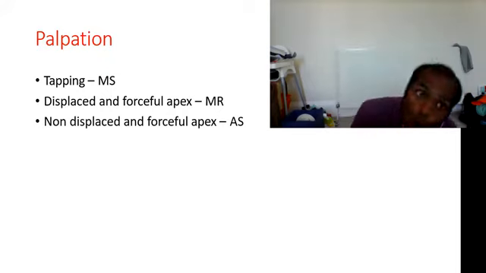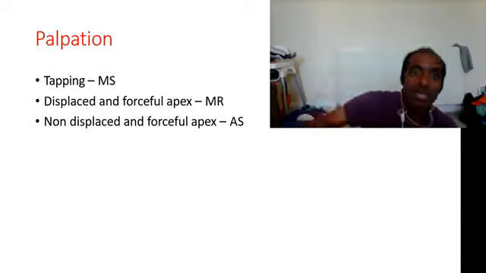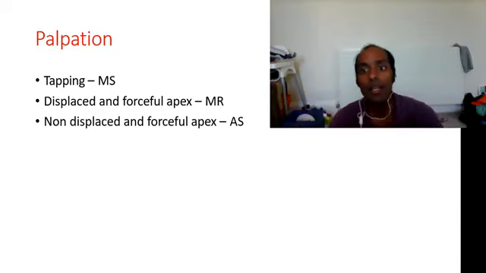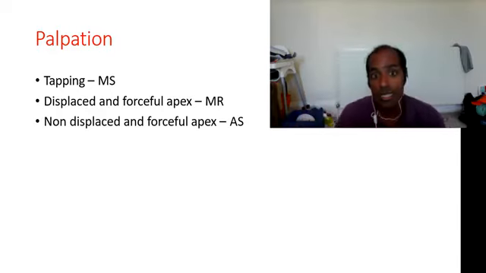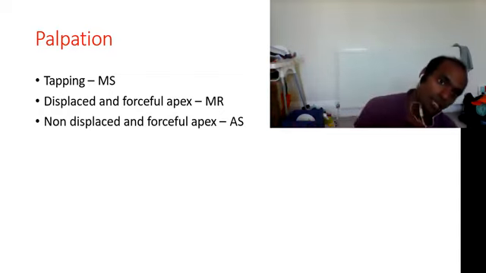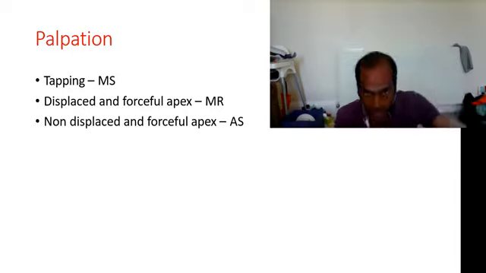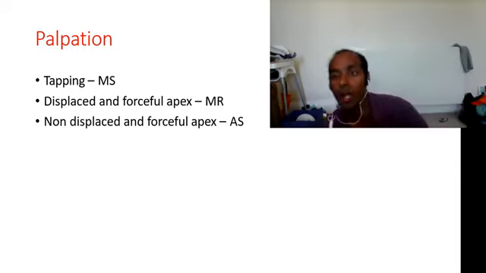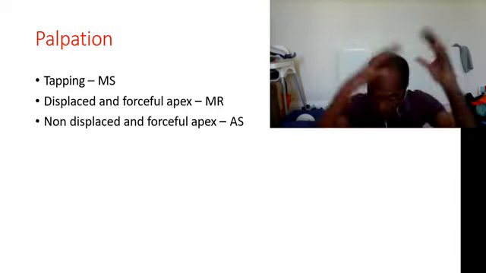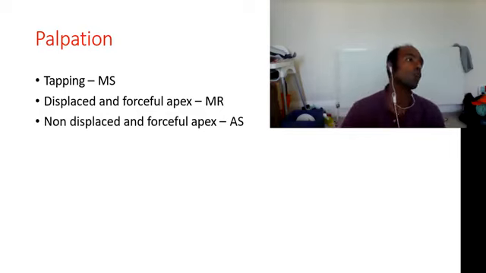Or it could also be one other condition. What is the other condition that can cause this? Aortic regurgitation. So if you have a thrusting apex, it could be either mitral regurgitation or aortic regurgitation because of the volume overload.